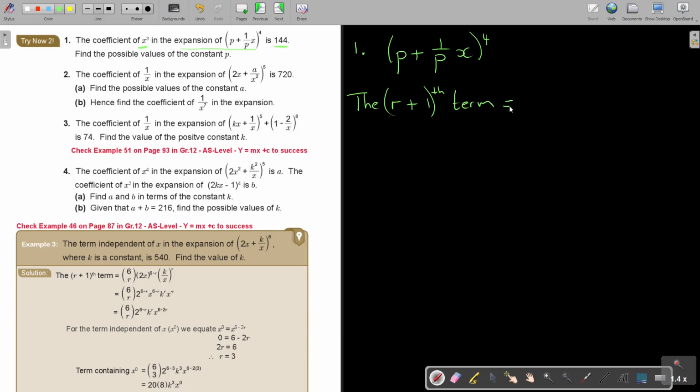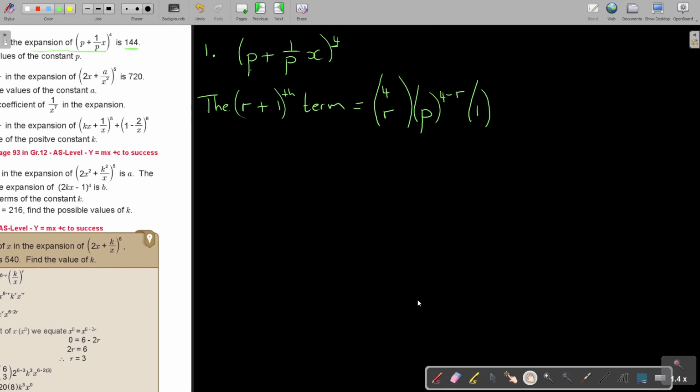And that is going to be, okay, now remember there's a 4, so it's 4 over r. Then I take the first term, which is p, and then I'm going to say 4 minus r. And then I take the second, or I can just take, I'm going to break it up. It doesn't matter. So it's going to be 1. Let me rather just put it in there. Okay, I'm just going to redo this.